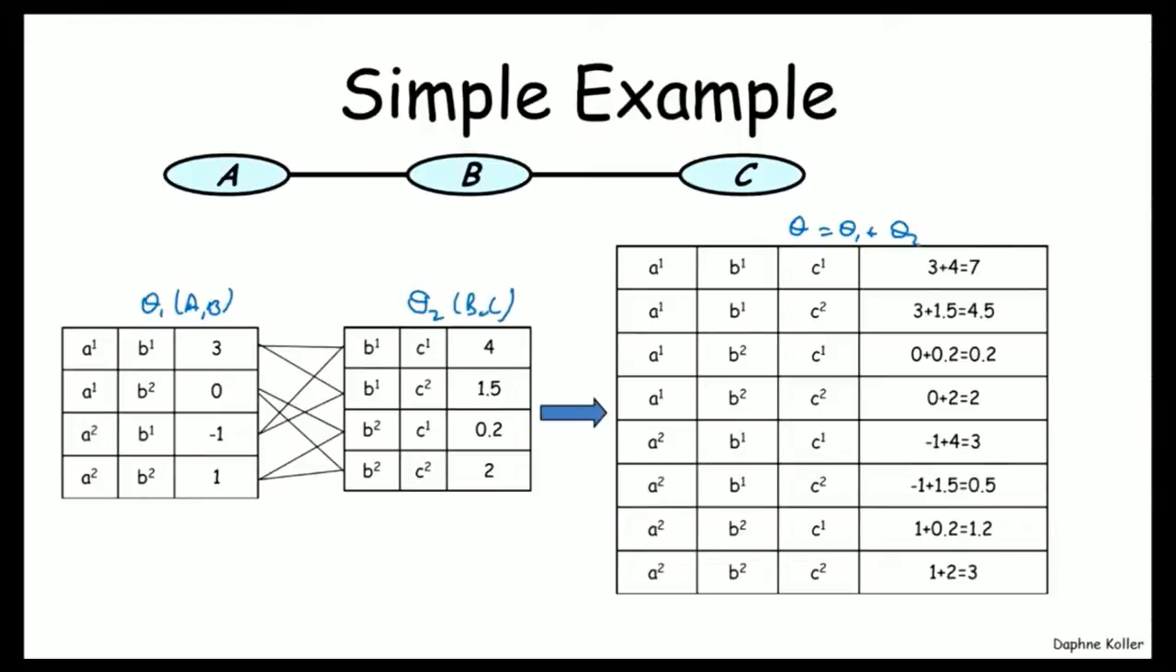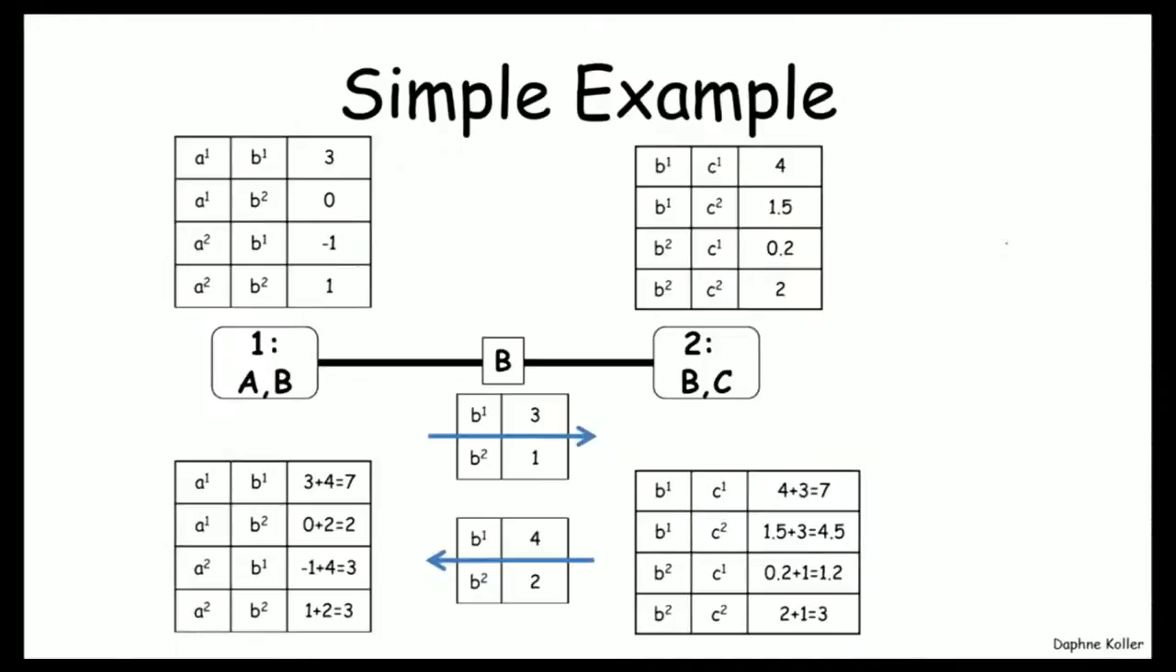Let's look at it and see what the MAP assignment is in this example. If we just look at the numbers that we computed, we see that the MAP assignment is A1, B1, C1 with a value of 7. Now let's look at the message passing process that you would have on this very simple clique tree with 2 cliques. So this is theta 1, assigned to clique 1. Theta 2 is assigned to clique 2. And let's look at the 2 messages that are passed.